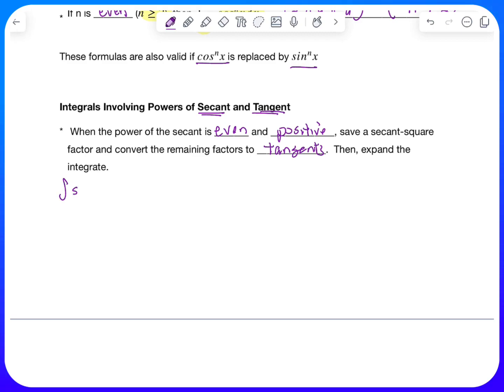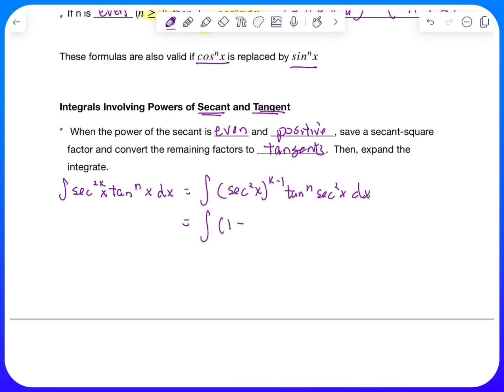So for example, if I have a secant raised to a 2k power, so an even power, and tangent raised to even or odd, doesn't matter, then I would first factor out two secant squares and then leave secant squared, tangent of n times a secant squared. And then I'd place that secant squared inside the parentheses there with our 1 plus tangent squared.